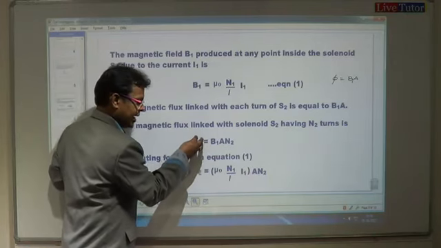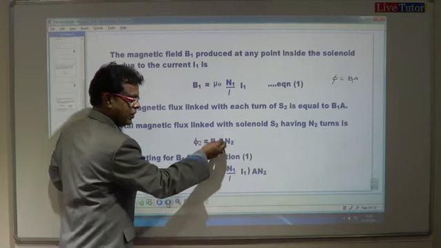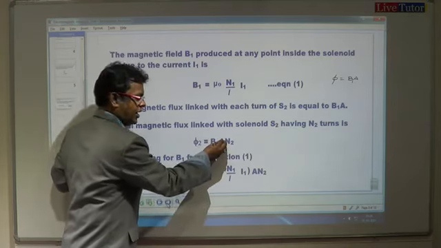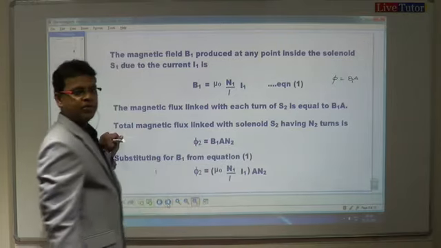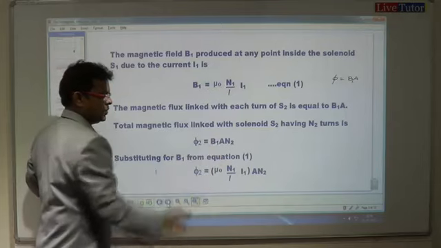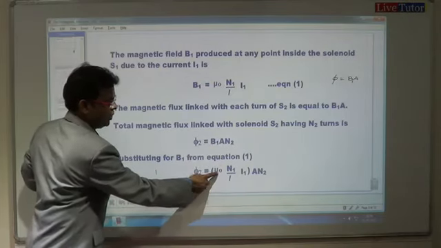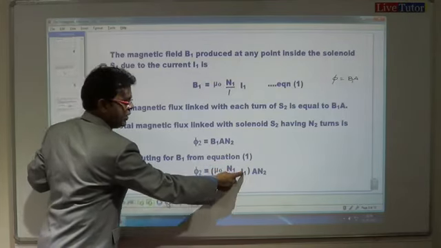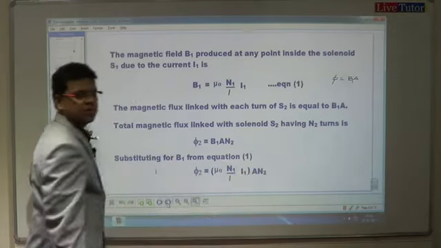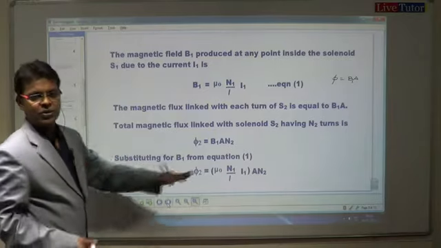செகண்டரி காயில்ல இருக்க magnetic flux அது எப்படி வரும், ஃபர்ஸ்ட் காயில்ல கிரியேட் பண்ற magnetic field, area of the coil into number of turns, total number of turns. இப்போ இத ஃபார்முலால கண்டுபிடிச்சிருக்கோம் இல்லையா, இத அப்படியே B1 க்கு போறோம். சோ B1 போட்டா என்ன ஆகும், mu naught N1 I1 by L into இந்த ஃபார்முலா A N2 அப்படியே எழுதிறோம். Very simple one. Okay, only substitution, that's all.